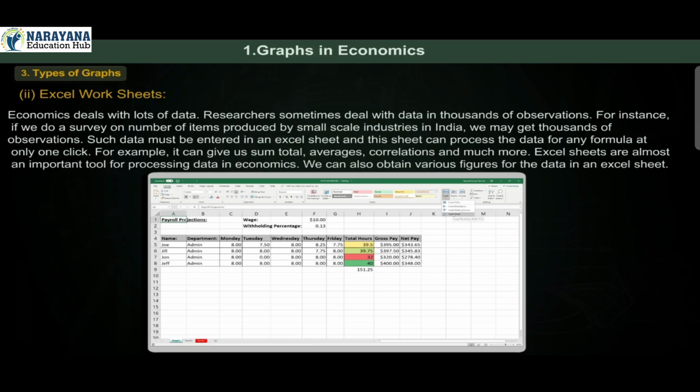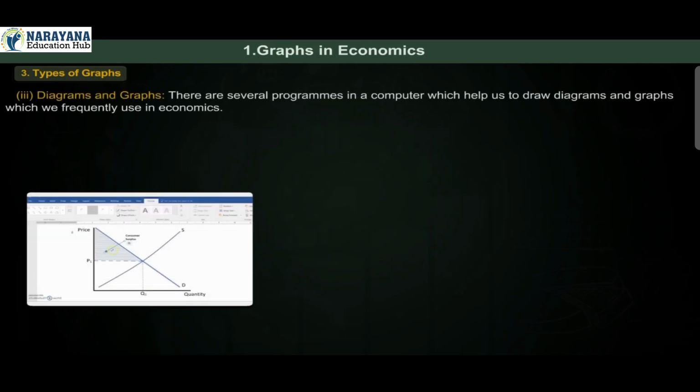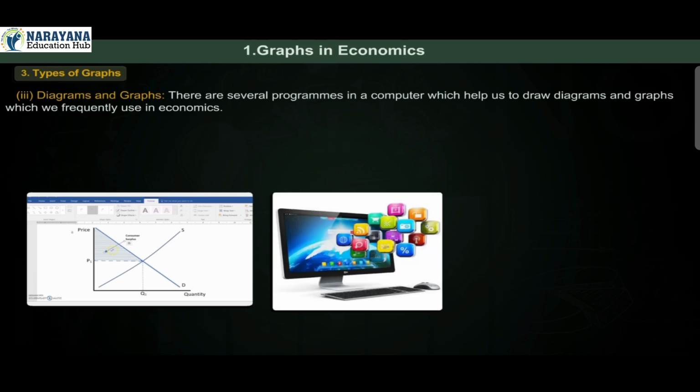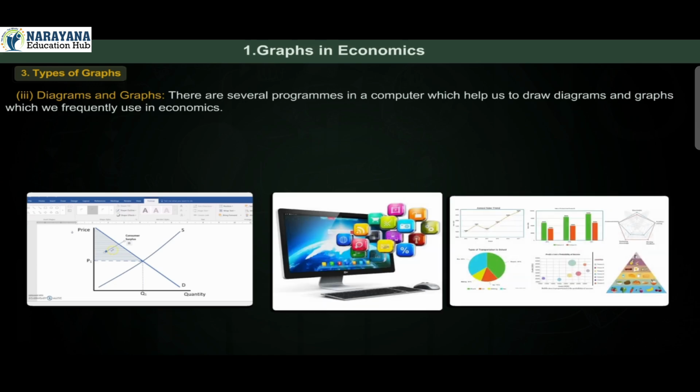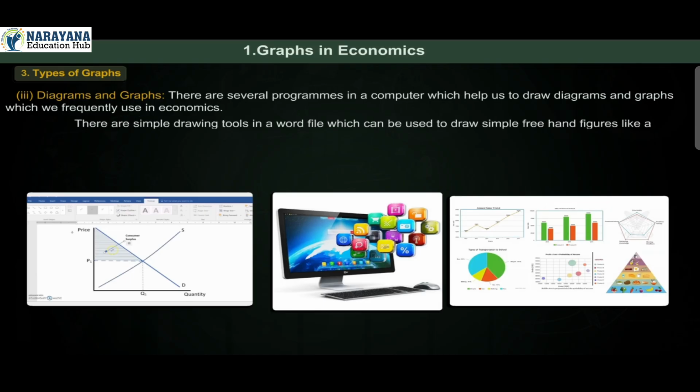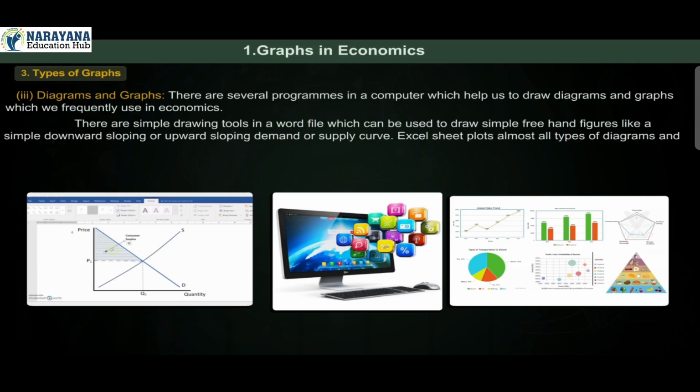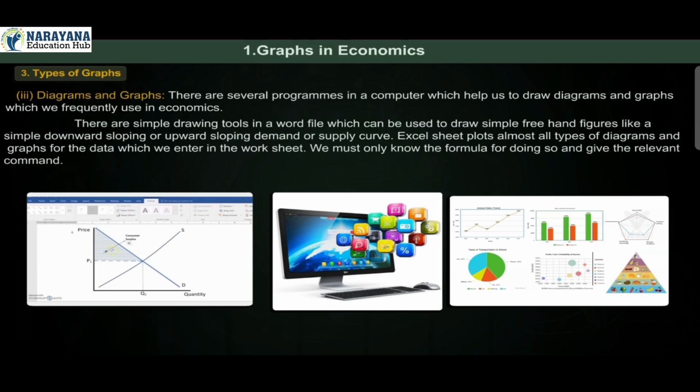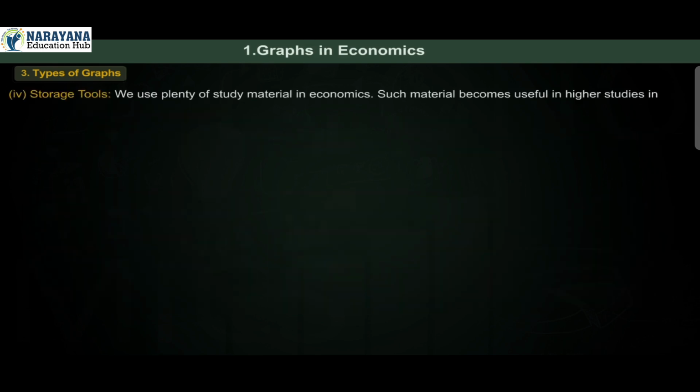We can also obtain various figures for the data in an Excel sheet. 3. Diagrams and graphs. There are several programs in a computer which help us to draw diagrams and graphs which we frequently use in economics. There are simple drawing tools in a Word file which can be used to draw simple freehand figures like a simple downward sloping or upward sloping demand or supply curve. Excel sheet plots almost all types of diagrams and graphs for the data which we enter in the worksheet. We must only know the formula for doing so and give the relevant command. 4. Storage tools.